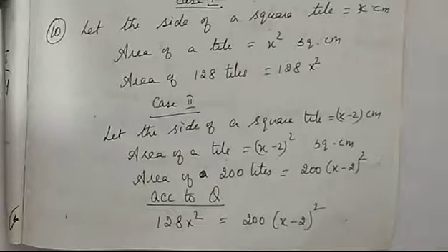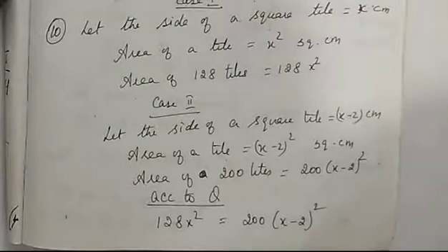Now see question number 10. What is given? An area is paved with square tiles of a certain size, and the number required is 128. If the tiles had been 2 cm smaller each way, 200 tiles would have been needed to pave the same area. Find the size of the larger tiles.